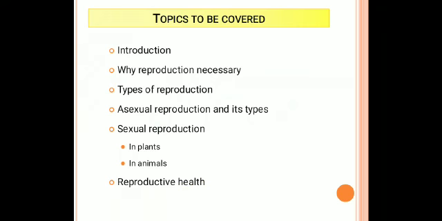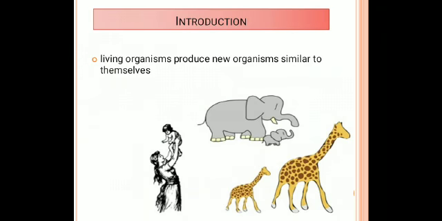So, topics to be covered in this lesson. First, introduction of reproduction, and then why reproduction is necessary. What are the types of reproduction, and then asexual reproduction and its types. Sexual reproduction in plants and animals. Reproductive health. Okay. So the first one, introduction.